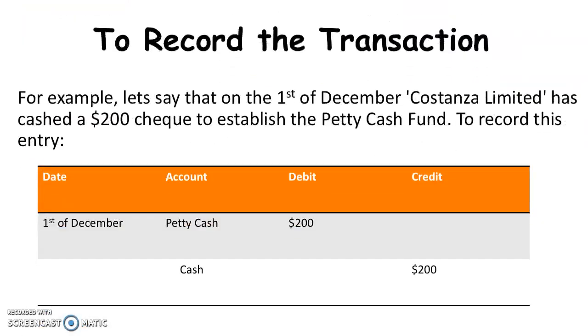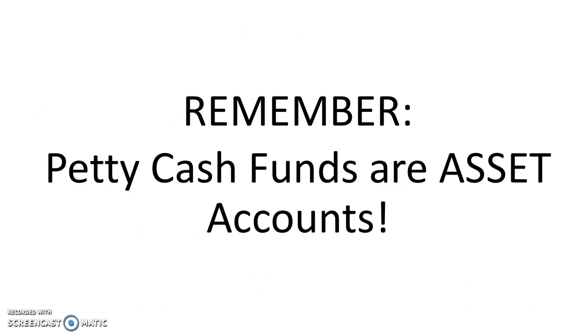To record this transaction, you have to debit petty cash and credit cash by the amount of the fund. This is important as you are increasing your assets and decreasing your assets to the same amount, so there will be no net movement. Remember that petty cash funds are asset accounts, not liability accounts like some people get confused with.